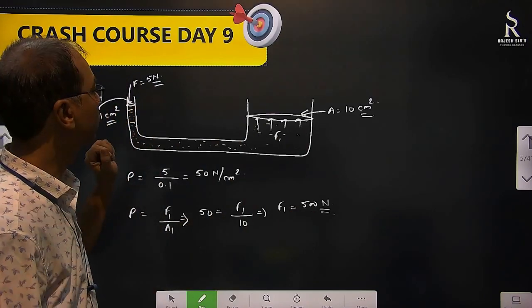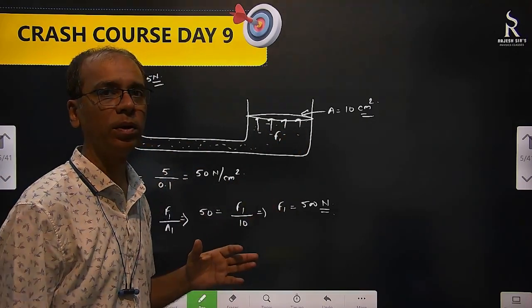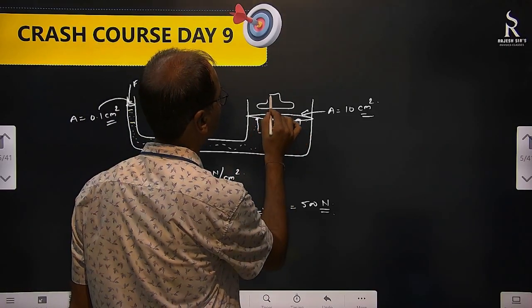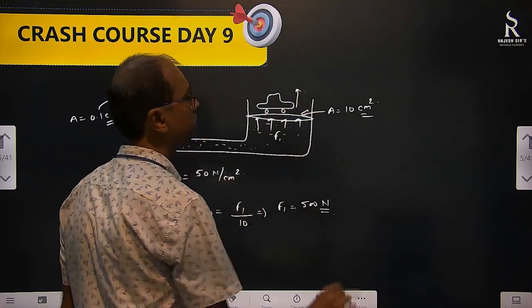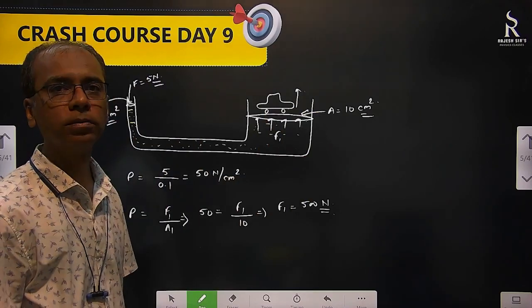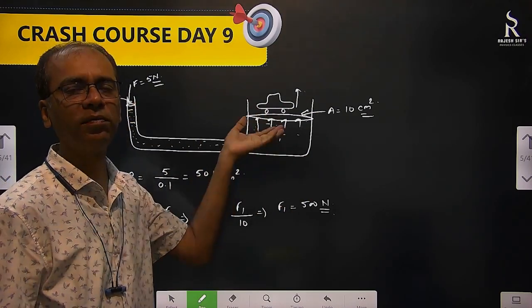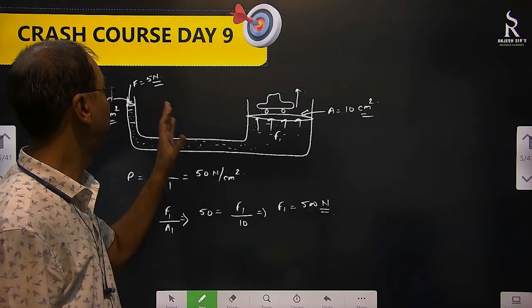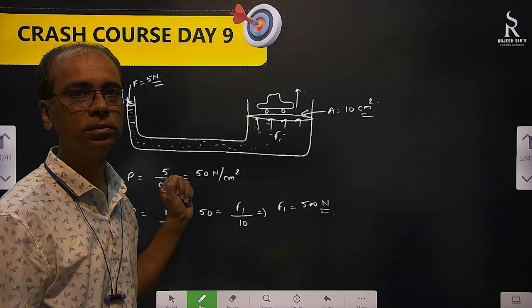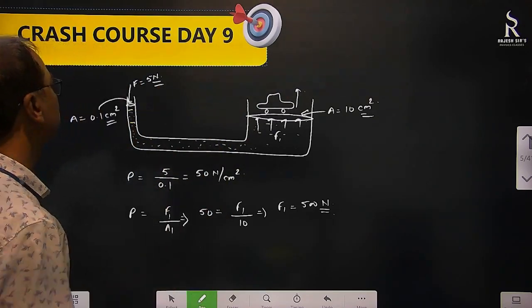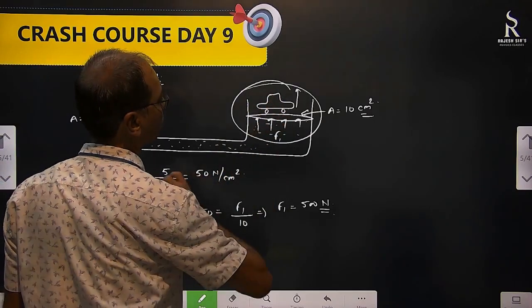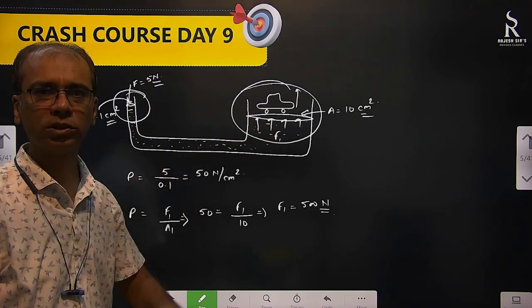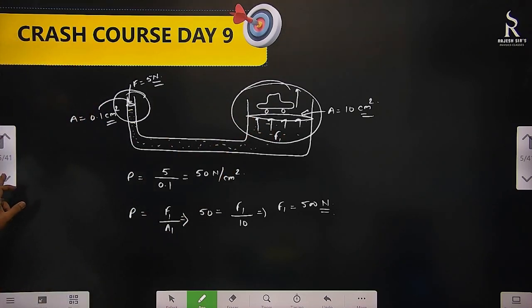Suppose I increase its area to 100 centimeter square. Then I will be getting 5000 Newton. So with the help of this, if we keep a car here, the car can be lifted very easily. 500 Newton is 50 kg, so you have lifted 50 kg just by applying 5 Newton. If you apply 50 Newton over here, you can lift even more easily. So what we have to do in this one is equate the pressure you are applying here and the pressure over here. Then they can ask you either the force or the area, depending on the question. This is the hydraulic lift.